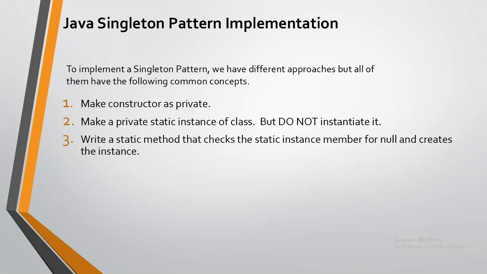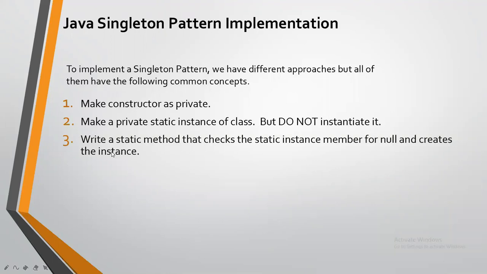So step one, make the constructor private. We should make our constructor private. The second step is to make a private static instance of the class, but do not instantiate it. We should create a private static instance of the class. Make sure we do not instantiate that instance.